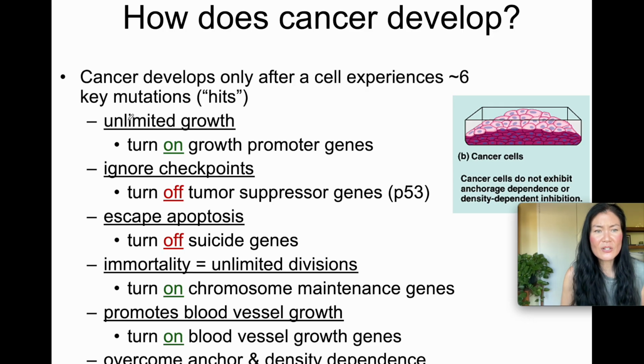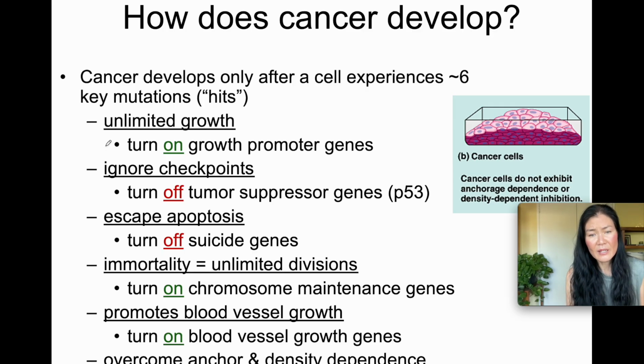So how does cancer actually develop? Well, there are six key mutations that have to happen in order for someone to develop cancer. As you get older, these key mutations accumulate, and that's why you hear of older people getting cancers more frequently than younger people: these six things eventually accumulate over time. For example, unlimited growth by turning on growth promoter genes. These genes produce proteins that promote the cell cycle.